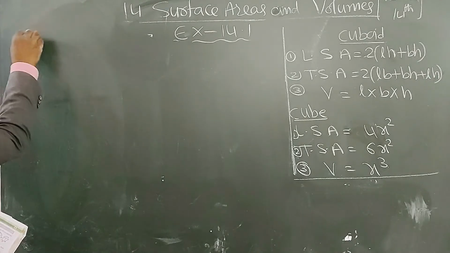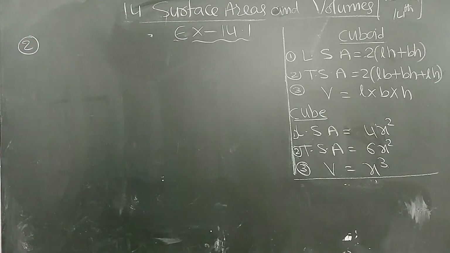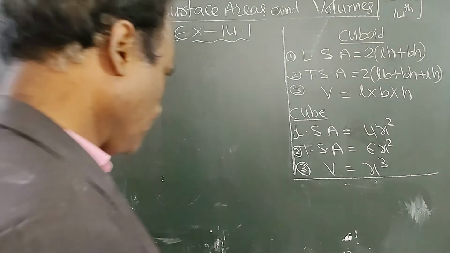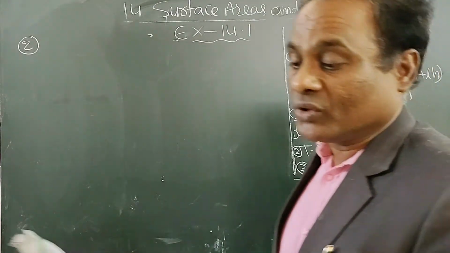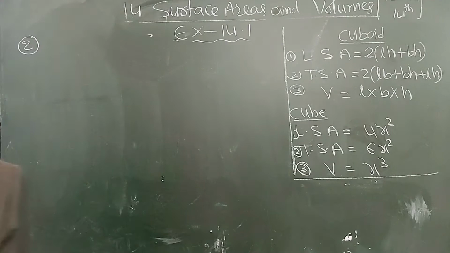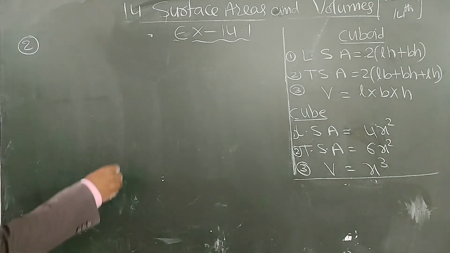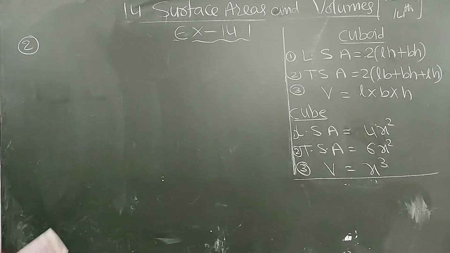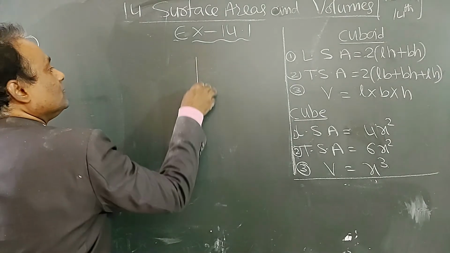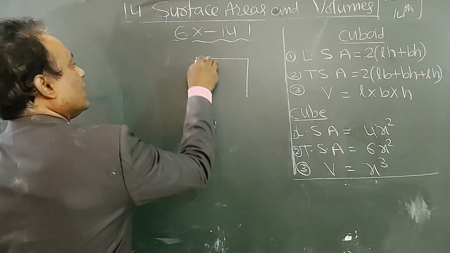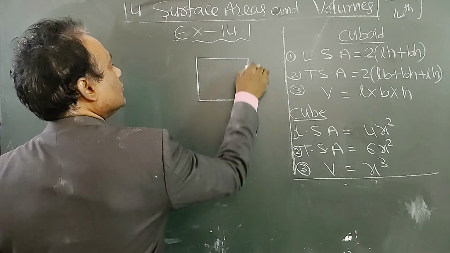Now I am solving the second problem. All of you open your textbooks and write down the second problem. Find the side of the cube whose surface area is 600 centimeters square. What is the side of the cube whose surface area is 600?